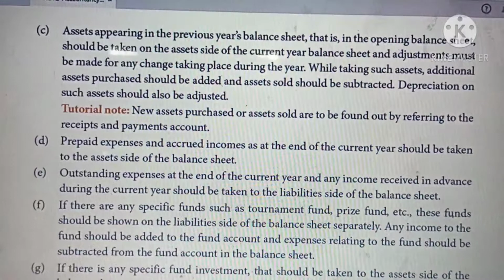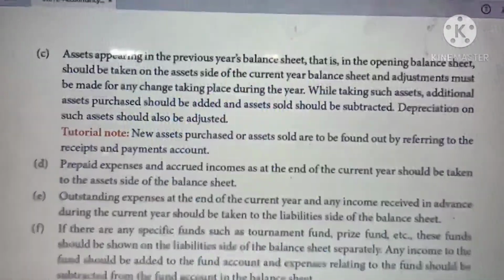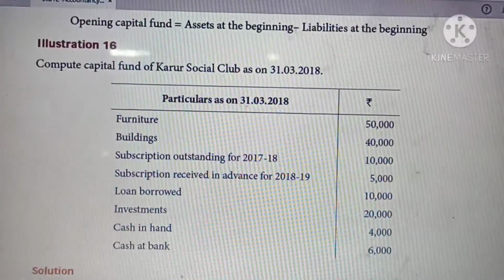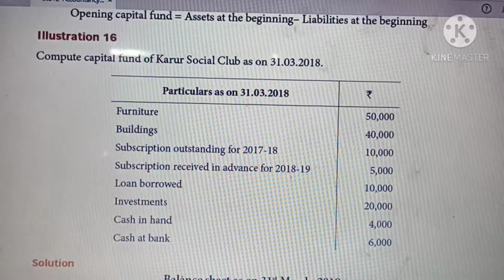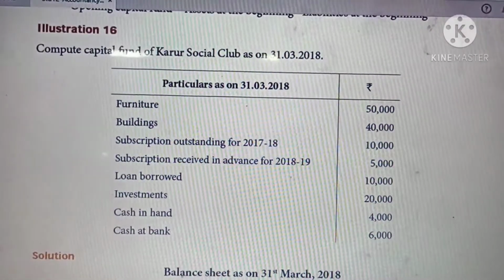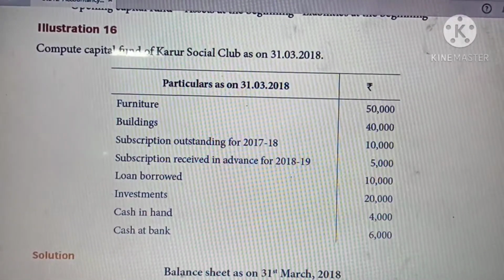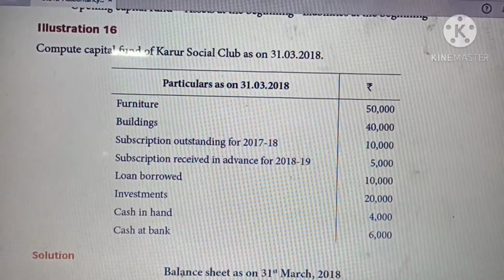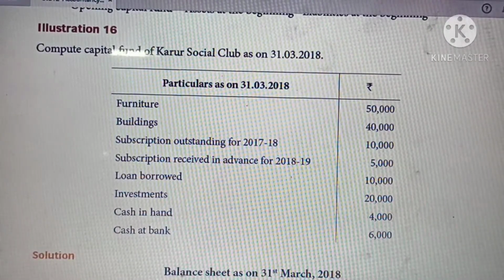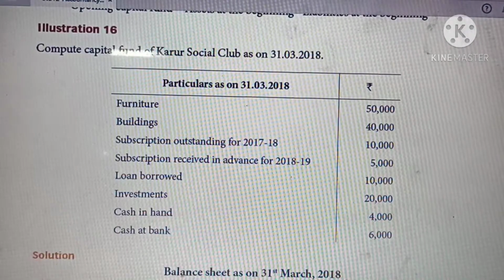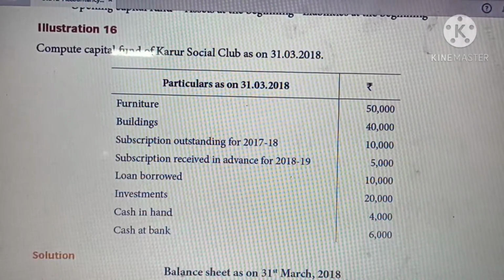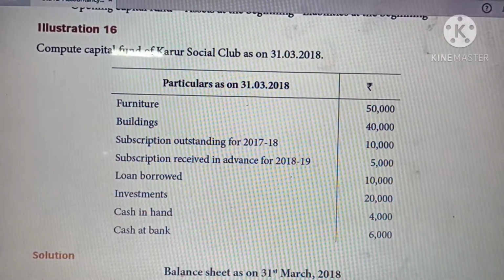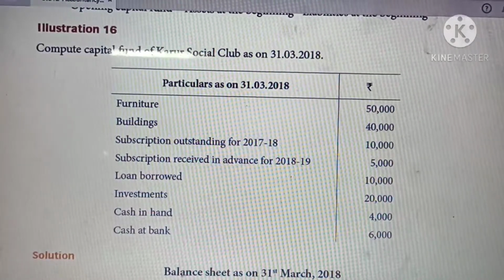Now we are going to prepare illustration 16. In illustration 16, we are going to compute the capital fund. If you go through this problem, there is no capital fund given. We are using this information to prepare a capital fund. We are going to compute the capital fund through this information.